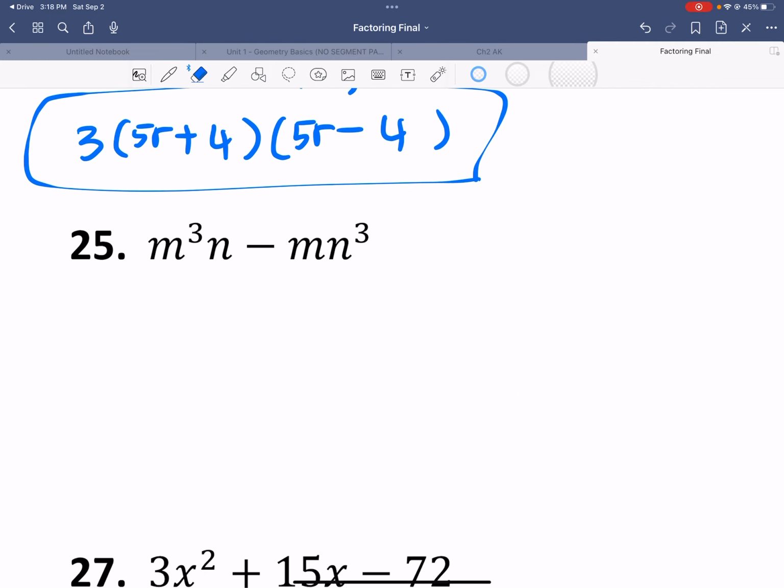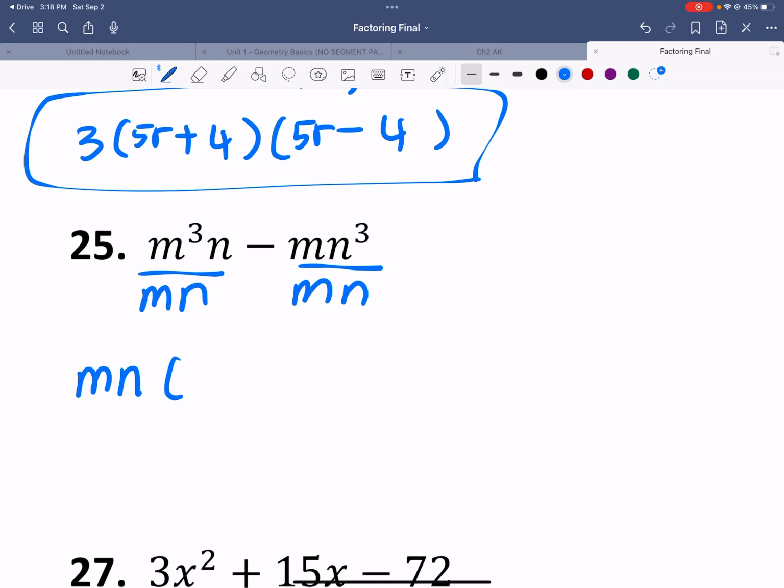This one does not even have a number. What do I have in common? M. How many m can I take out? 1, because this one is only 1. And how many n can I take out? Just 1. So it's going to be what? Mn is equal to what? M squared minus n squared. If you don't know why, look at this. M, that will disappear. That disappears. And get rid of them. This one becomes 2, right?